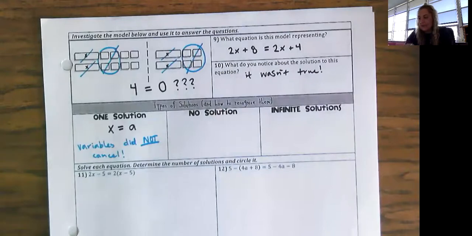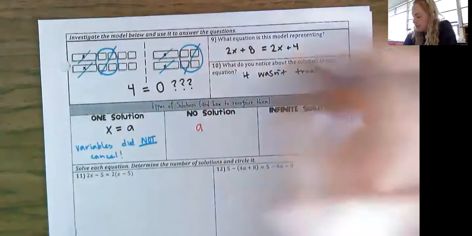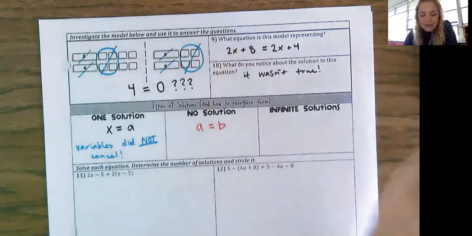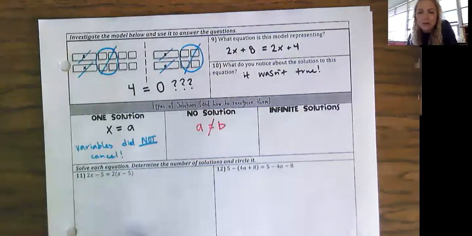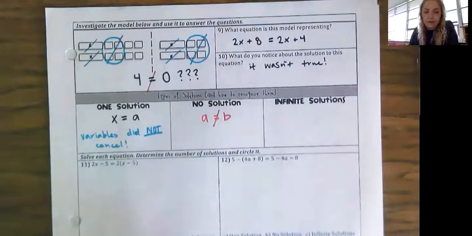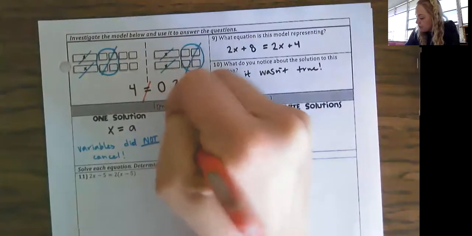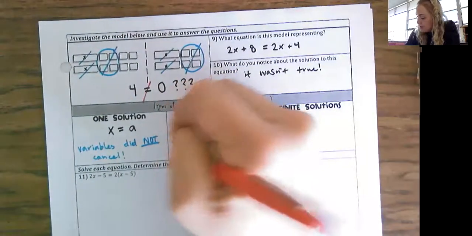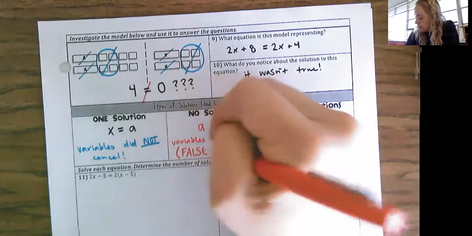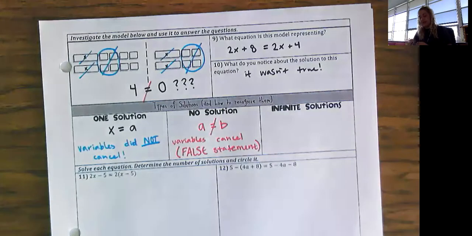Okay, so let's look at the second one. The second option, which is no solution, you are going to get an answer like this. It's going to say A, some answer, equals B, some other answer, and it's going to be not true. A doesn't equal B. So just like ours, 4 equals 0, totally not true. Okay, so what happens on these ones is the variables cancel. And in parentheses, I'm going to say false statement. The variables cancel, and it's a false statement that's left.